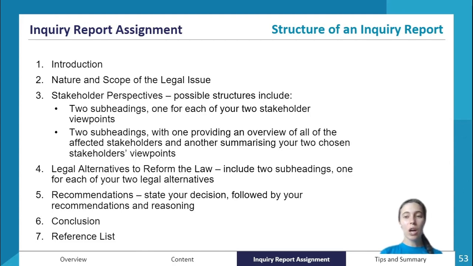So, the structure of an inquiry report. Now, this is something that's often tricky for students, is wondering how to structure a report. Now, it can vary depending on what your issue is and what sort of requirements your school or your teacher may have. But this is a general structure that is pretty good for most cases.